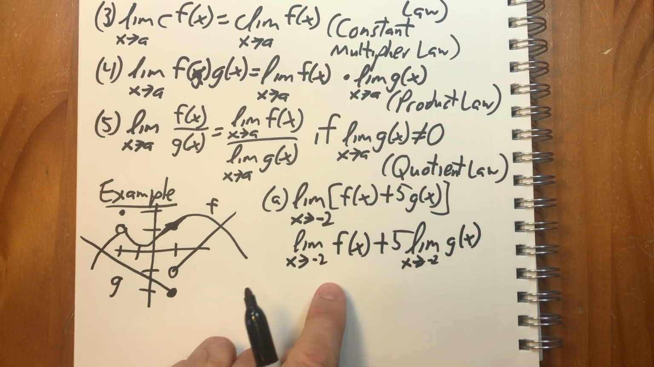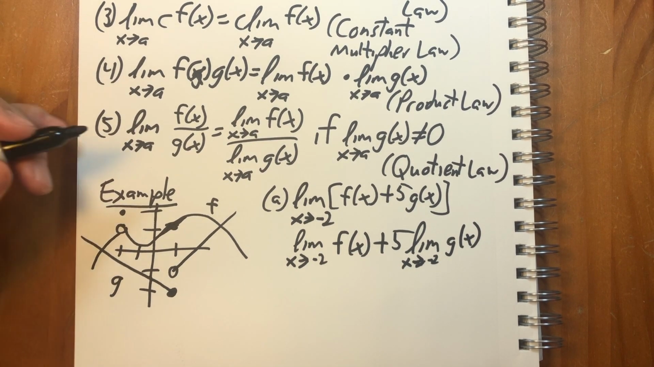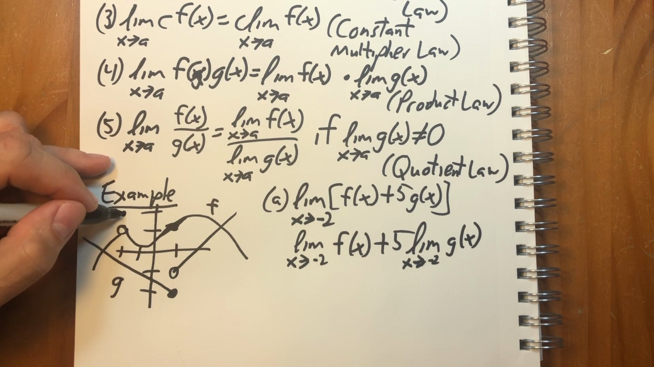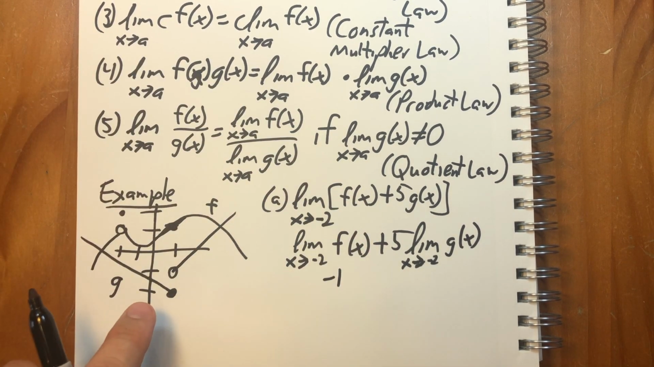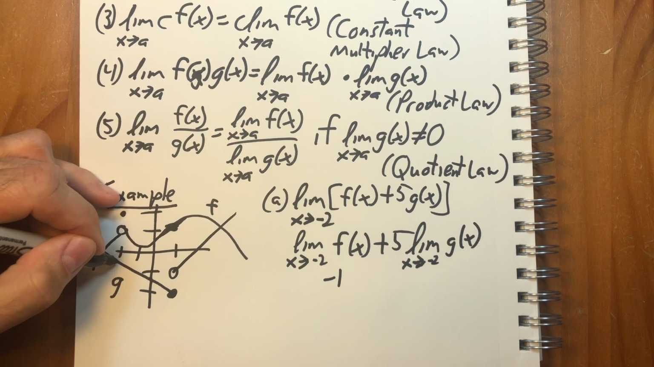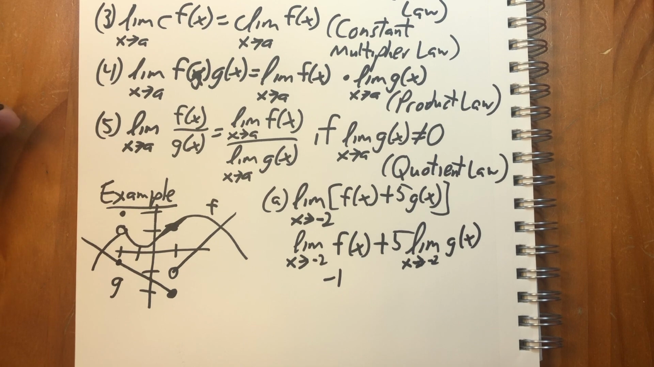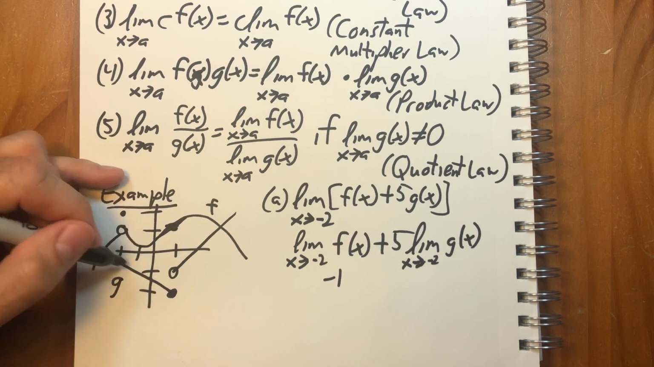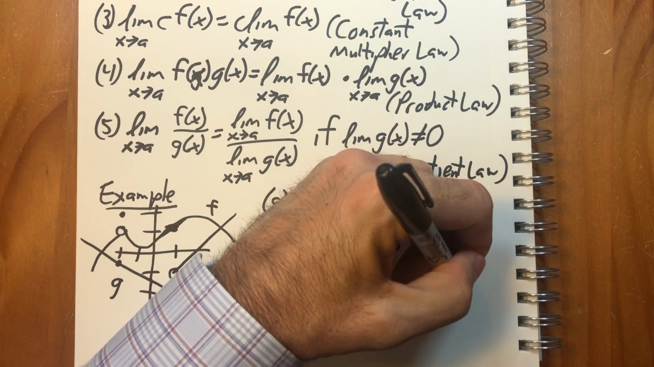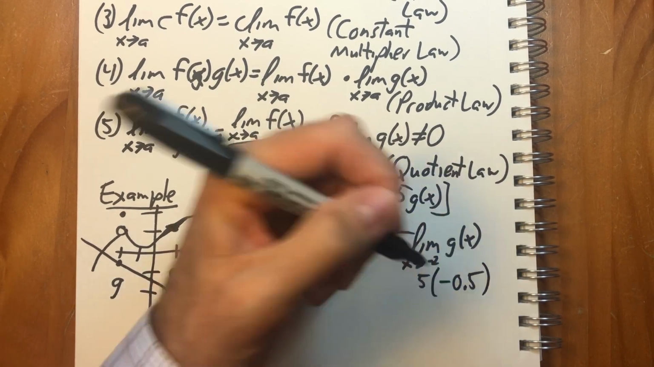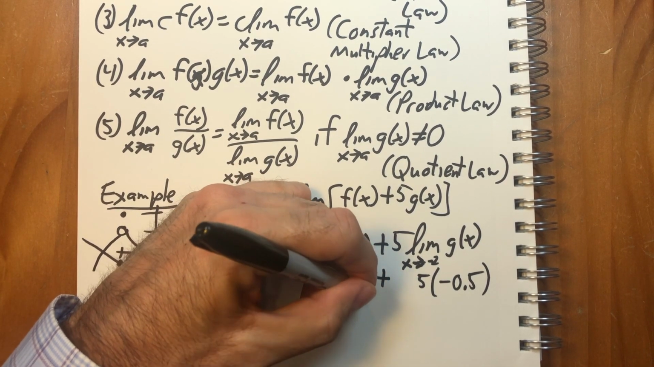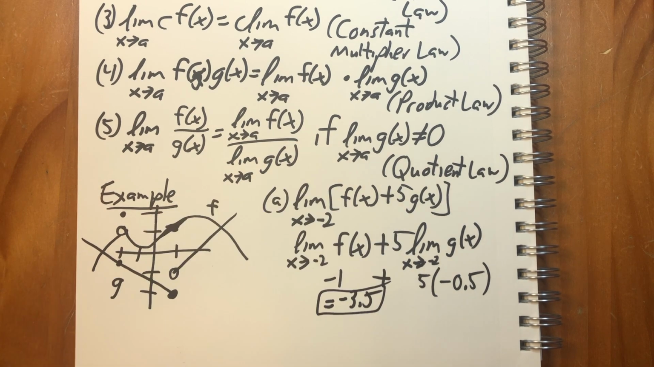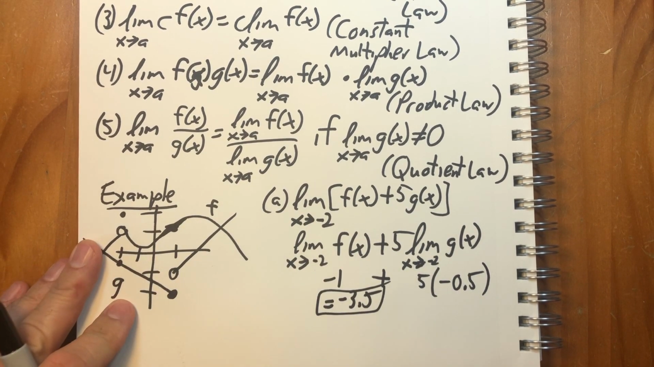The limit at -2 of f of x is one of those examples where it approaches one number even though the value at -2 is another number. So the value of this would be -1. And then the value of g right here at -2 looks like maybe -1/2, and g is just straight there, continuous. So at -2, g would be -1/2, and then it would be times 5. So it would be -1 plus -2.5, so it would equal -3.5. That's easy, and way simpler than trying to figure this out using epsilon delta.